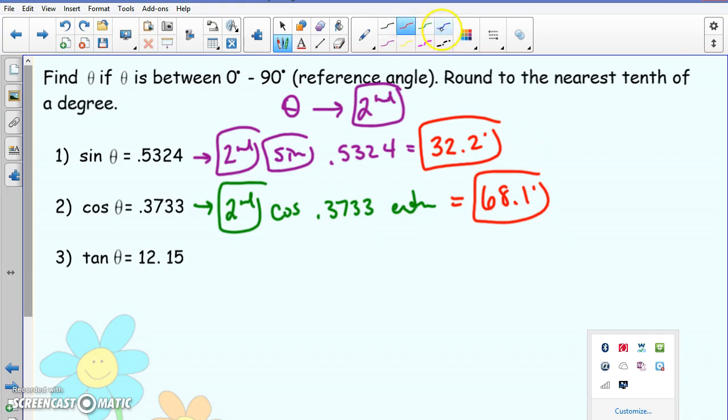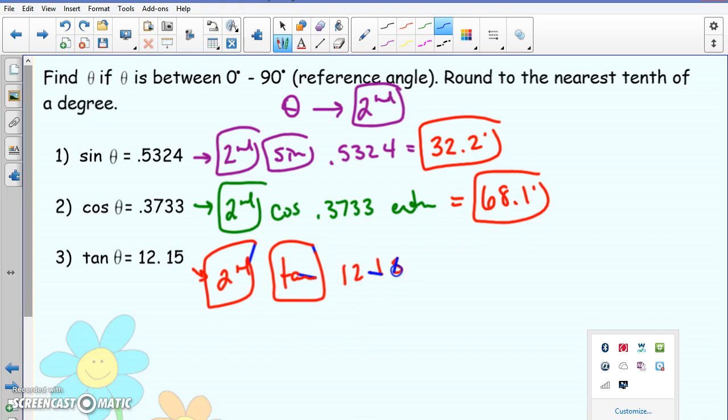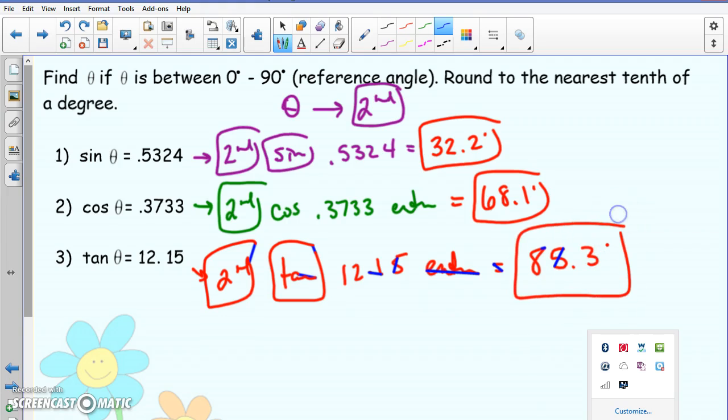And then if we take a look at our last one, again, since I'm looking for theta, I hit the second key. Whoa, tangent. 12.15. Oh my gosh, it's getting crazy, but this is the last one. Hit enter. And we should get an answer of 85.5.3. And that is our answer there.